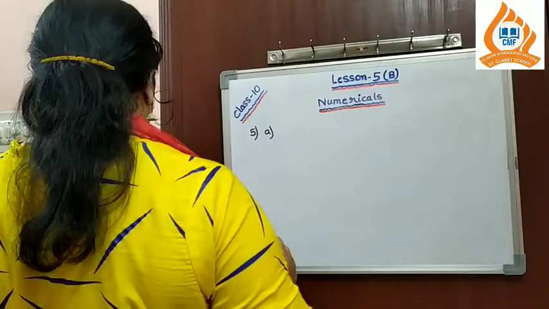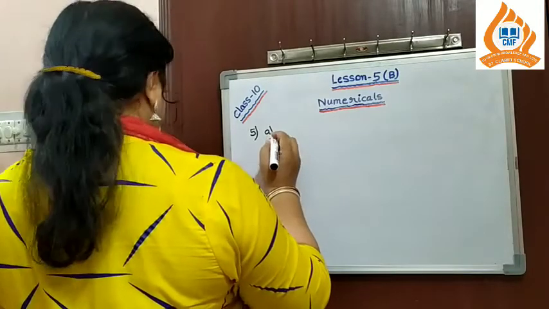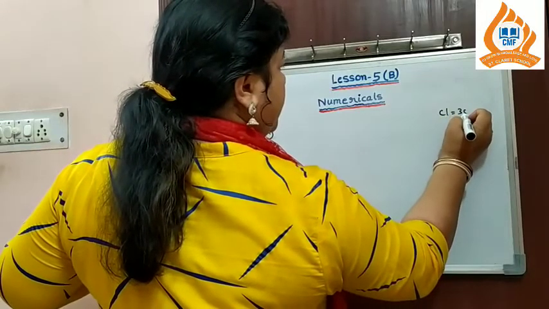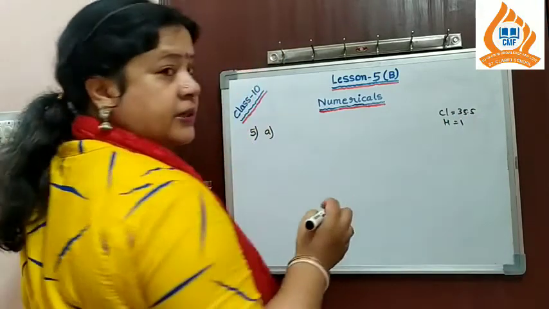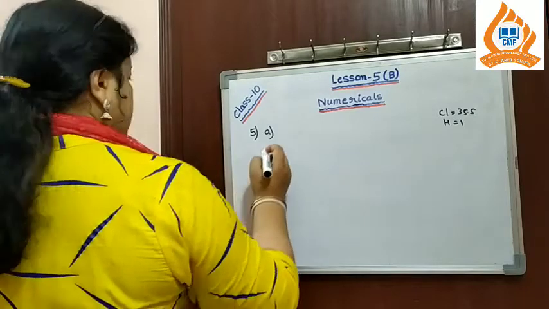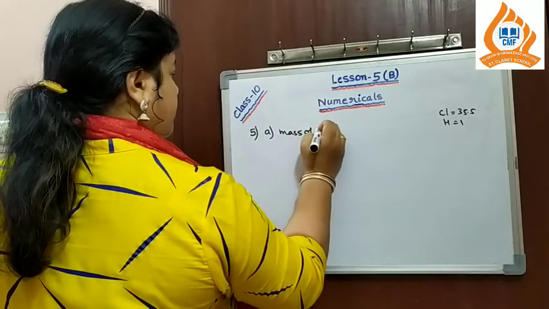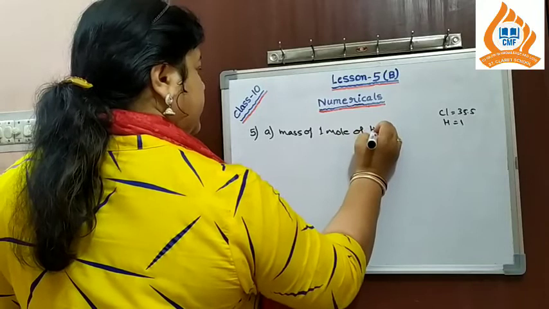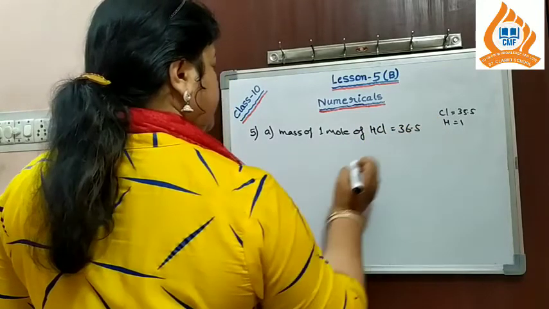Okay, HCl. We know that 1 mole of HCl is how much? Cl is 35.5 and H is 1. So the total becomes 36.5. So we write: mass of 1 mole of HCl is 36.5.